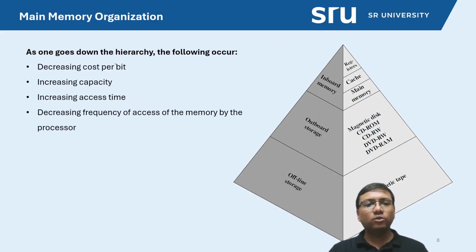So if I go down the hierarchy, the cost per bit decreases, the capacity increases, the access time increases, and the frequency of access also decreases. So that you need to remember when you learn about this memory hierarchy.